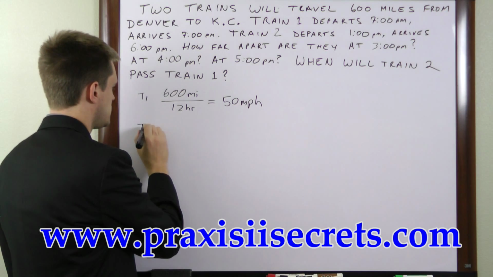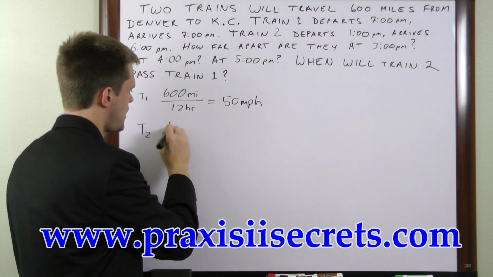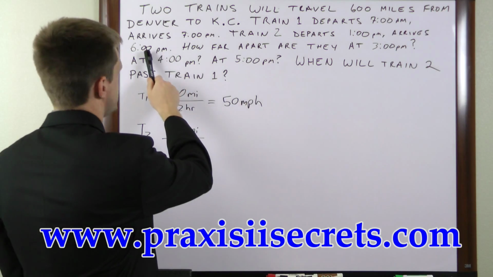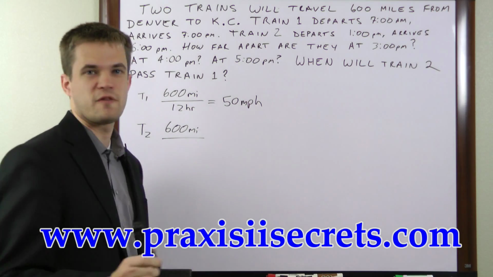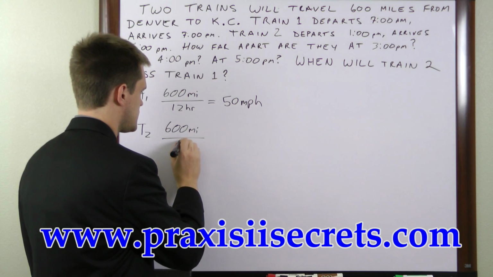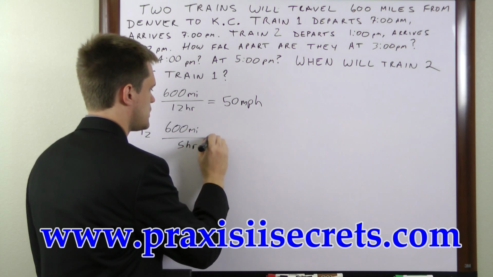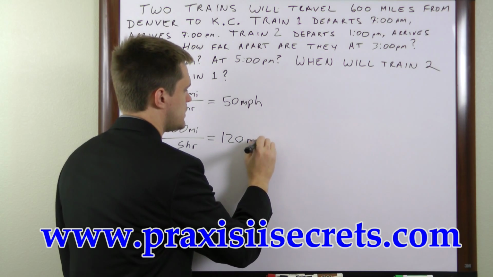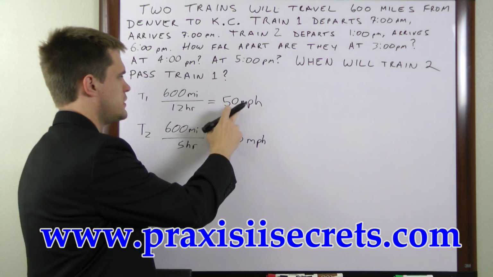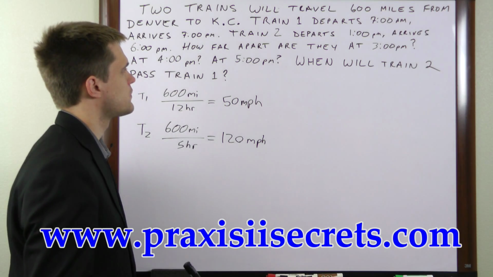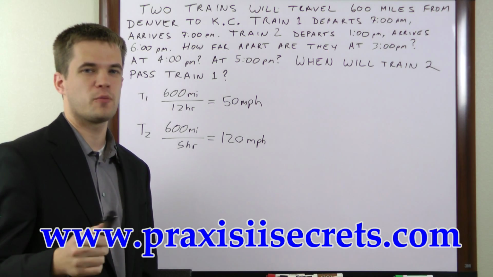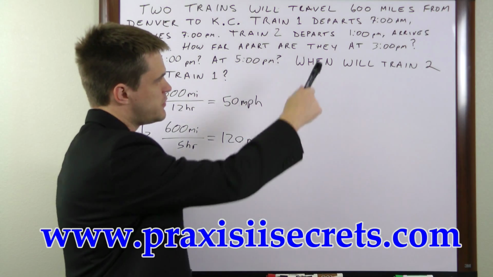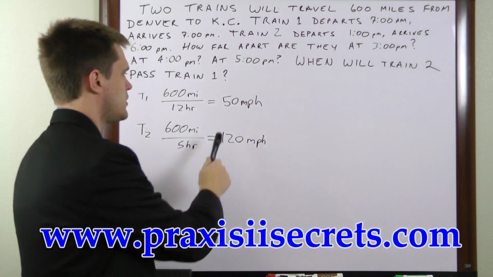Train 2, meanwhile, travels those same 600 miles, but it does it in 6 p.m. minus 1 p.m., which is 5 hours. So it travels that same distance in 5 hours. So its speed is going to be 120 miles per hour. So these are the 2 speeds of the 2 trains. Now to calculate how far apart they are at different times, we're going to calculate how long they've each been traveling and multiply that by their speeds.